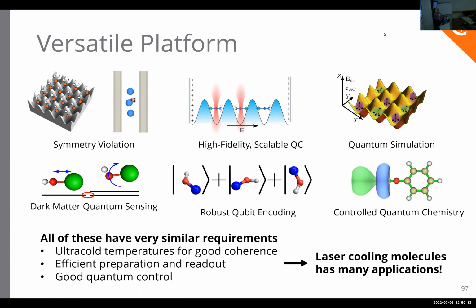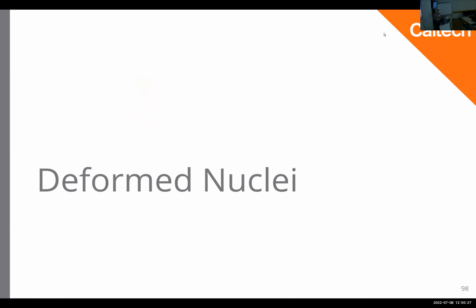All of these experiments have very similar requirements. You need ultracold temperatures for good coherence. You need efficient preparation and readout schemes. You need good quantum control. So a lot of the tools that all of these people are developing, we're all kind of using for our own things that we're interested in. But again, this is all a very new, last few years kind of field. Any questions about polyatomic molecules before I move on to saying a little bit more about deformed nuclei?